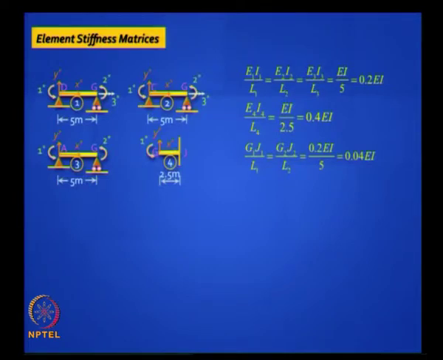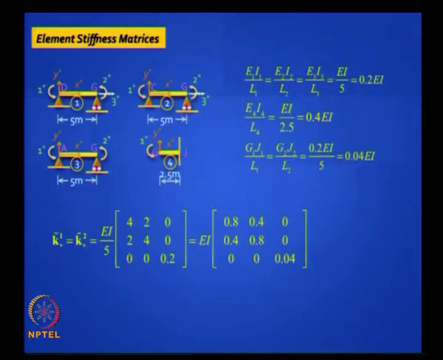So element stiffness matrices are very easy to calculate. You know the formulas, EI by L is known, GJ by L is known. The first two are grid elements, so you can write K1 star and K2 star, it's a 3 by 3 matrix. The only new item here is the third row and third column. You just put GJ by EI value, which turns out to be 0.2. You can expand it.